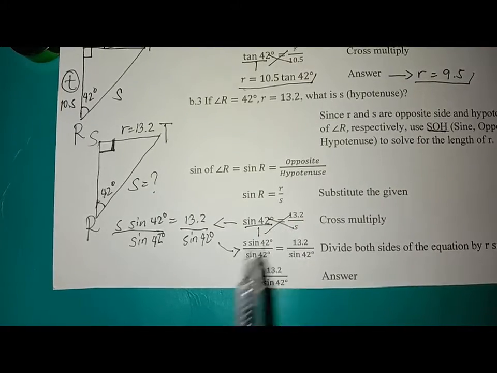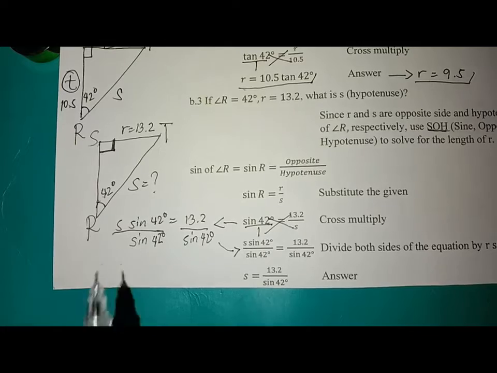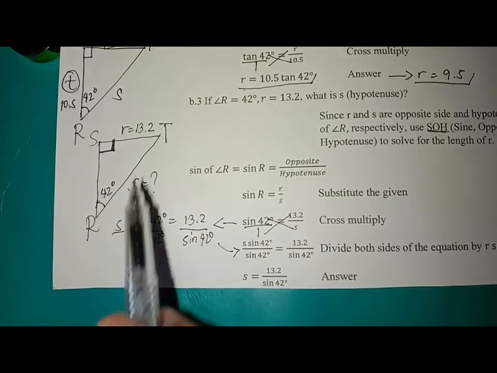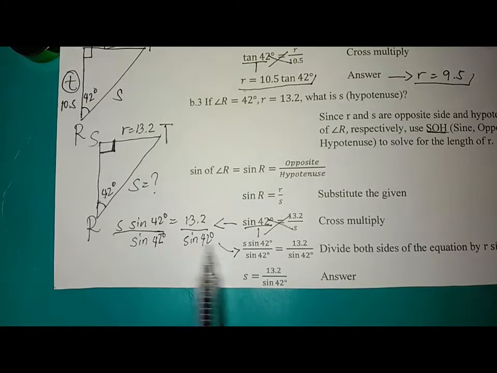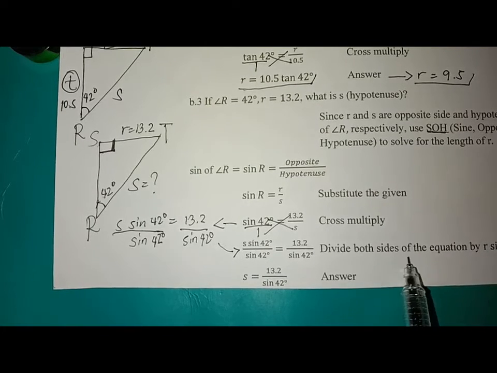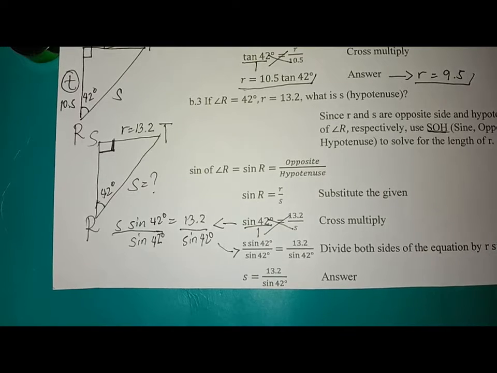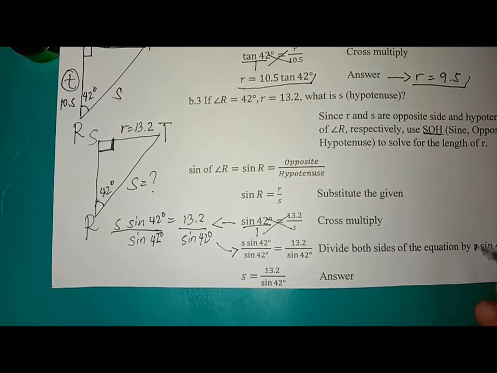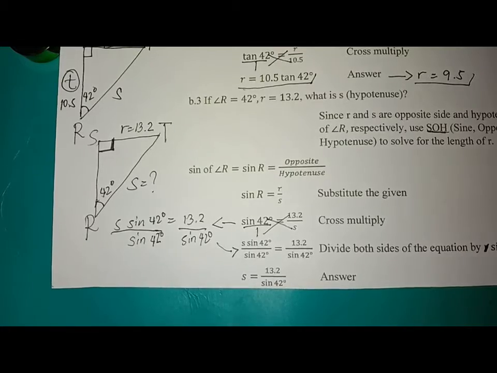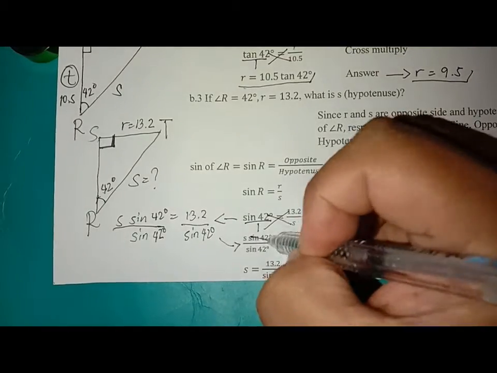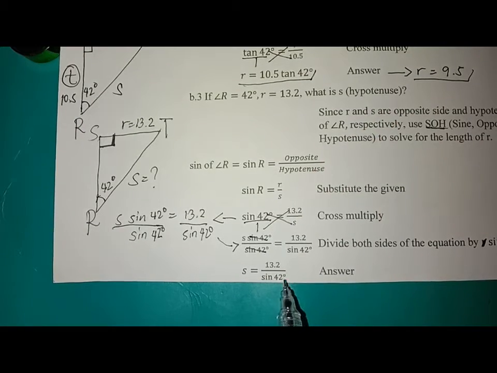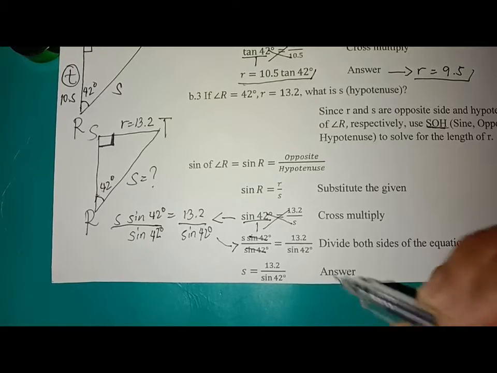First, cross multiply, then you're going to analyze. What is being asked in the problem is S, so you're going to divide both sides by sine 42 degrees. S sine 42 degrees over sine 42 degrees equals 13.2 over sine 42 degrees. Divide both sides of the equation by sine 42 degrees. So the sine 42 degrees on the left side cancels out. S equals 13.2 over sine 42 degrees. So that is the answer.